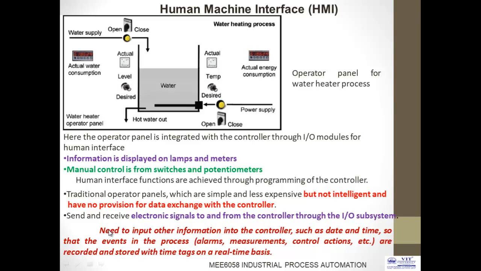That's the thing we are saying: need to input other information into the control, such as date and time, so that events in the processes, alarms, measurements, control actions, etc. are recorded and stored with time tags on a real-time basis. So each and every time we have to take care of the data, and the data has to be stored and recorded for further analysis when things happen beyond the limits. In the traditional operator panel we do not have a provision like that.